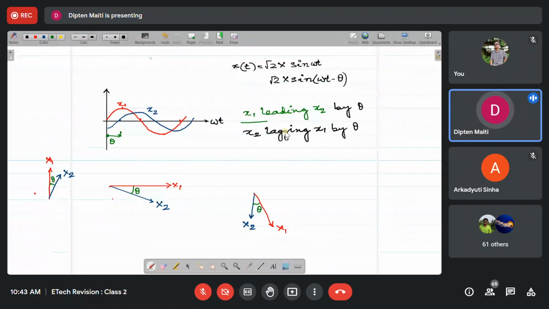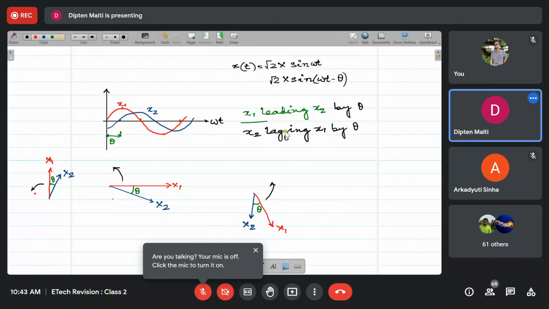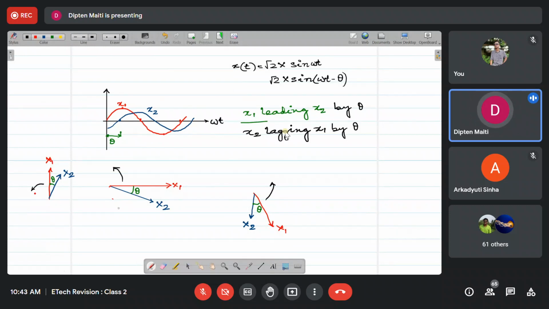We have the representation. Now for all of them, if you consider that they are rotating in the anticlockwise direction, then you would always be able to draw the representation of the equivalent sine waves for both of them. So all of them are the same representation. It does not make any difference whether you draw the first one, figure two, or figure three. All of them are correct.